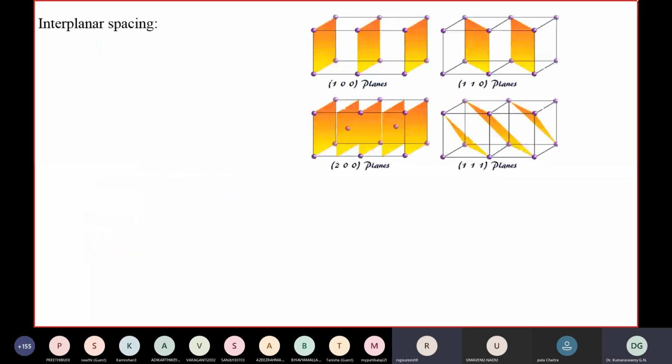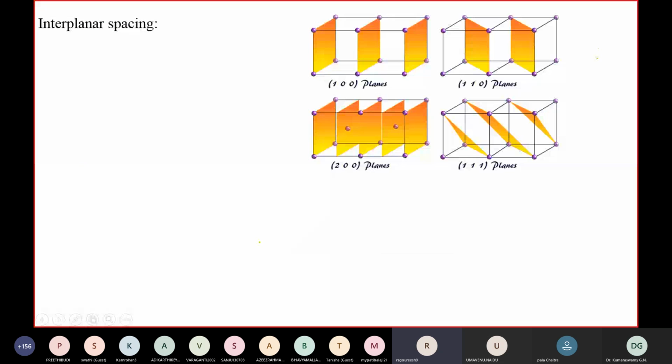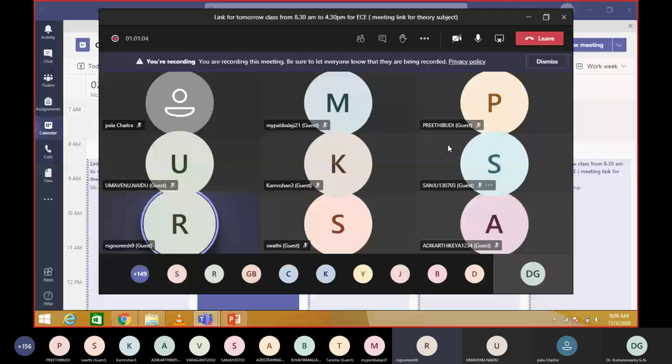Right, check whose microphone is on. Mute your microphone. Gaurisha, where are you, man?